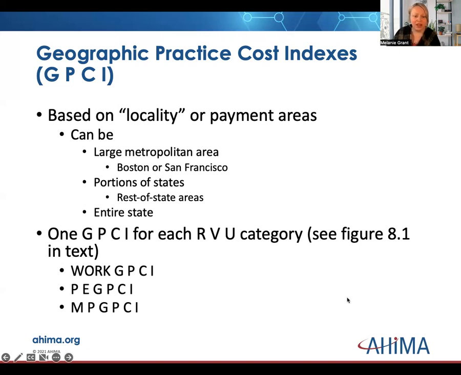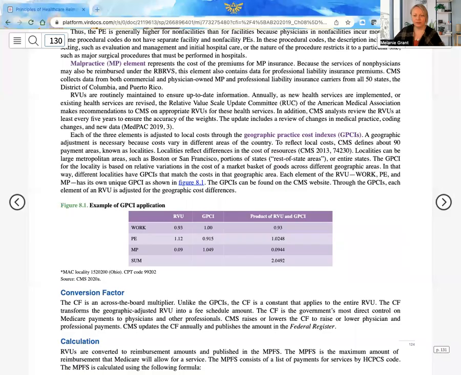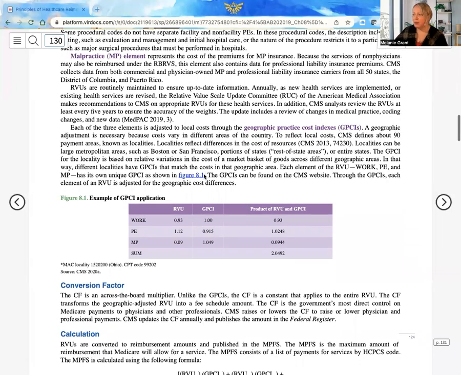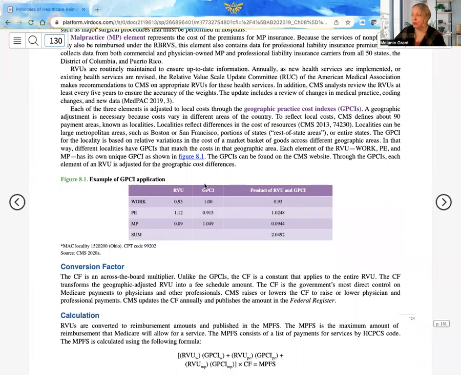We do have an example of what some of this looks like in our book. I'm going to pause the video while I pull that up. So here we have from our textbook, figure 8.1, which gives us an example of how the GPCI is applied. Here we have the RVU, work, physical effort, and malpractice element that are all listed and what their value is.